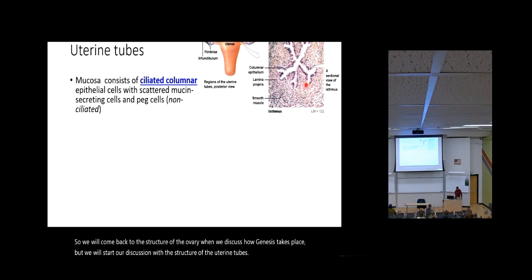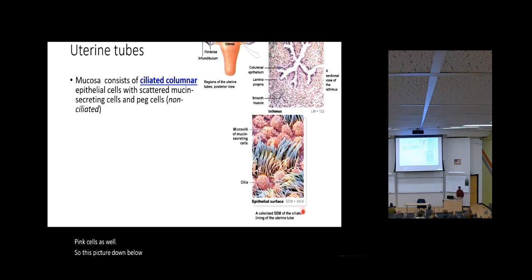So here is the cross section of the fallopian or the uterine tubes, and if you take a closer look at the histological section, you'll notice that there's a lot of ciliated columnar epithelia, right, with two other types of cells. You have these mucin secreting cells and peg cells as well. So this picture down below is actually a scanning electron micrograph, and you can only see two types of cells here. And you see these mucin secreting cells with the microvilli, and you also see the ciliated columnar epithelial cells.